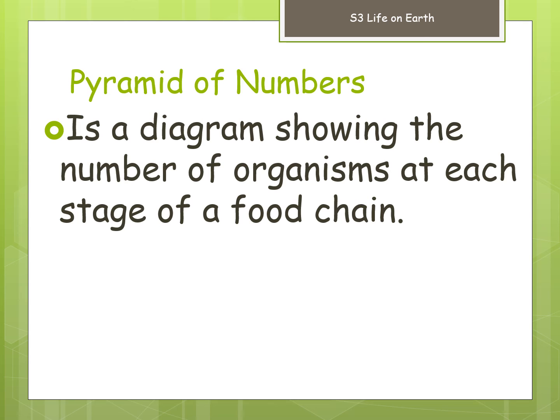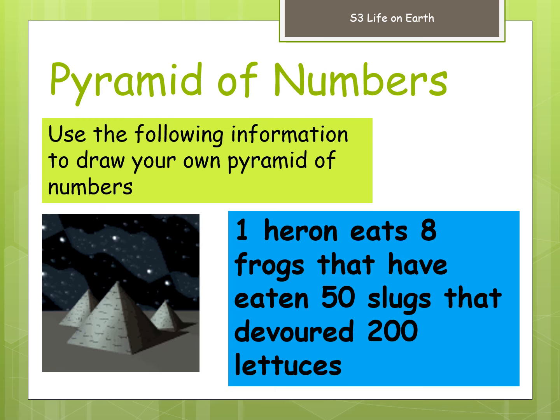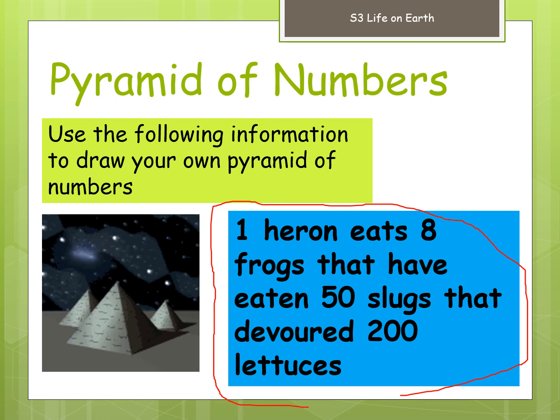Again, definition-wise, pyramid of numbers is a diagram showing the numbers of organisms at each stage of a food chain. So that's a definition we'd like you to have in your jotters. There we go. And beside that definition of pyramid of numbers, use this information to create your own pyramid of numbers. So one heron eats 8 frogs that have eaten 50 slugs, devoured 200 lettuces. So that obviously starts at lettuce to slugs to frogs to herons. You should be able to create a fairly simple pyramid of numbers from this information beside your definition.